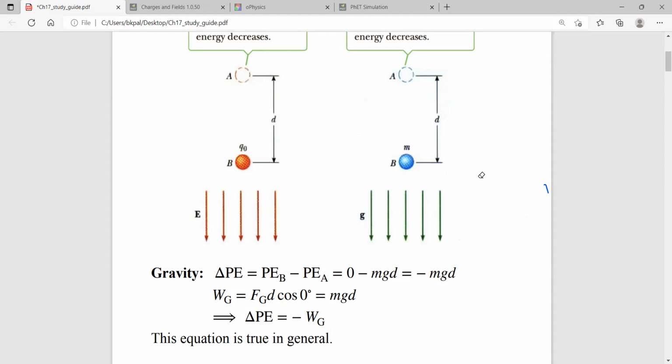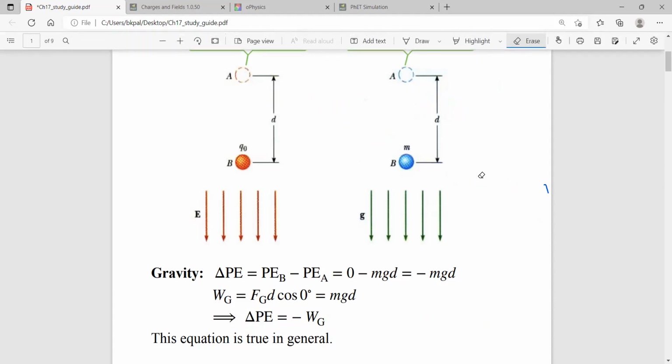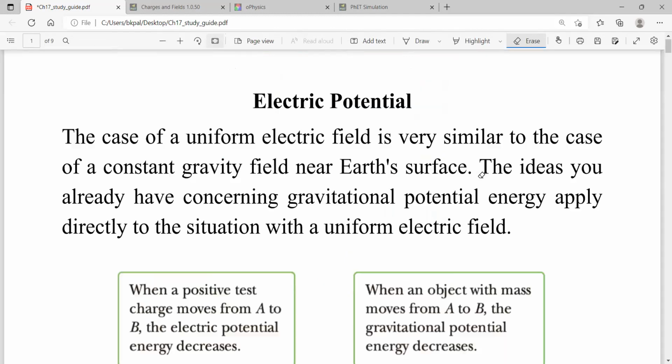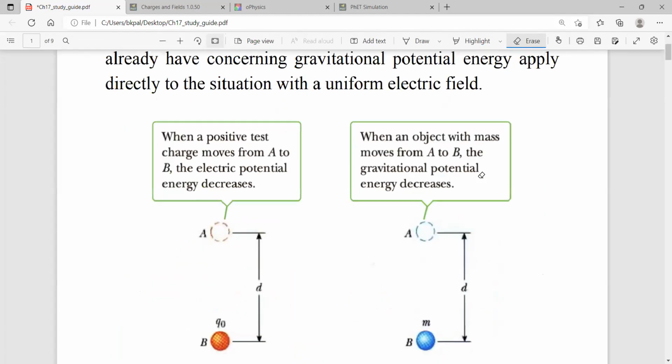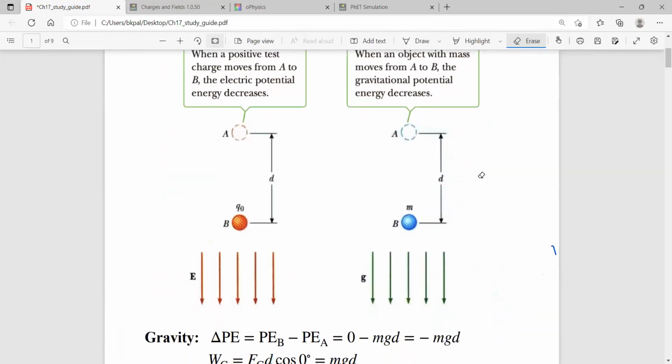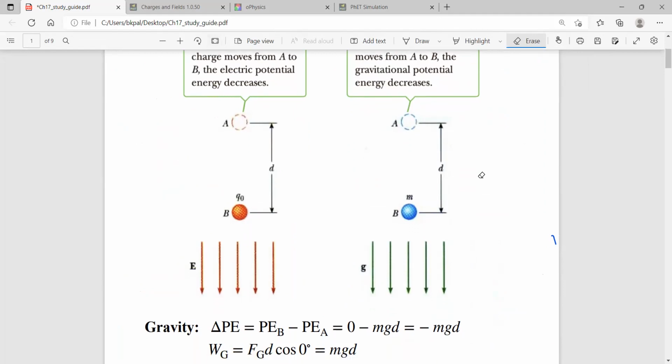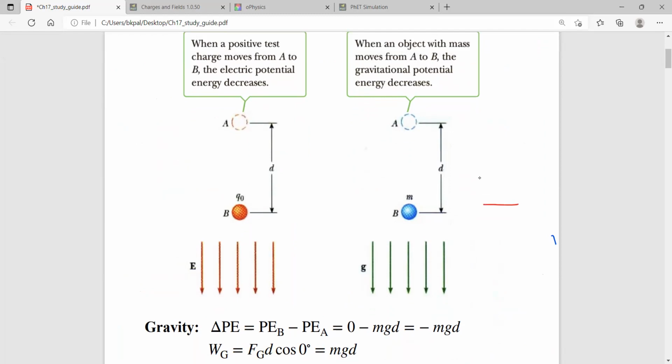But it doesn't mean that the electric field is always downward. The electric field can be downward or in any direction. Here, just to compare with the gravitational field, I use the same direction. The electric field can be in any direction. It could be in this direction, it could be in this direction, depending on the orientation of the charges.